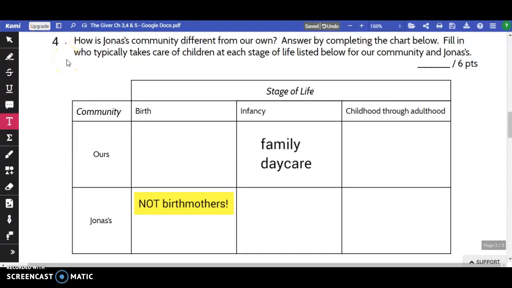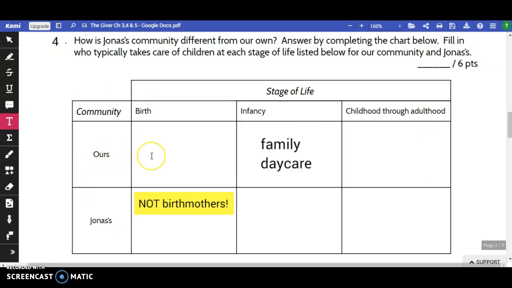Question 4 asks, how is Jonas's community different from your own? Answer by completing the chart below. Fill in who typically takes care of children at each stage of life listed below for our community and Jonas's. So along the top, the stages of life are listed. Along the side, I've listed our community and Jonas's community.